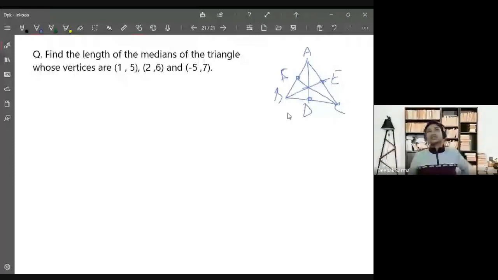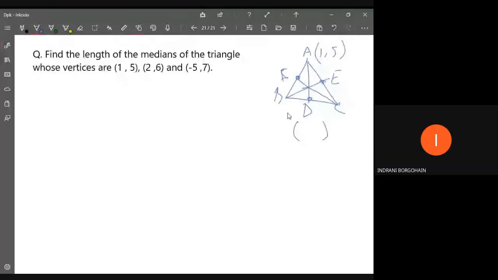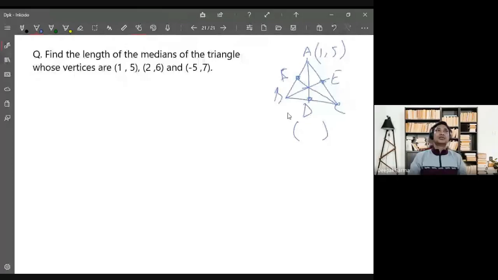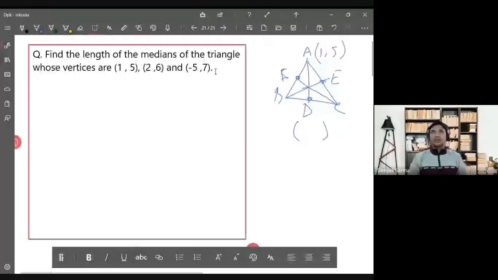Now, if you know ABC, because all the vertices are given, you can find D. Can you find it? Can you find AD? Simply you have to use the midpoint. You can find it? All of you? Okay. So first you have to find midpoint of all the three sides. Then you have to use the distance formula to calculate the median. Is it clear?